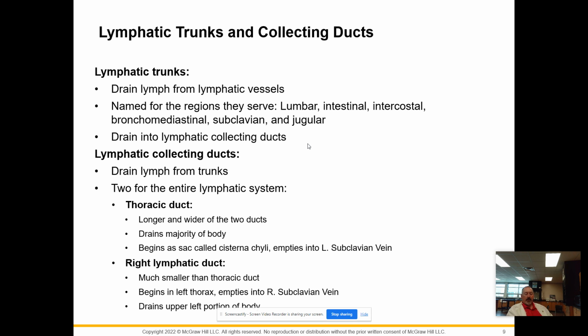There are two major lymphatic collecting ducts. There's the thoracic duct. This is the longer and wider one. It's going to begin with a sac called the cisterna chyli, and this is going to empty into the left, not right, but the left subclavian vein. The left subclavian vein is going to then merge into the superior vena cava. Now, the right lymphatic duct is going to be the smaller of the two ducts. It's going to begin in the right thorax, and it's going to empty into the right subclavian, and this is going to drain the upper portion of the body.